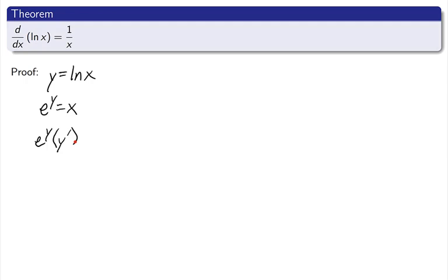This is called implicit differentiation, and we'll study it a little bit more later. On the right side of the equation, the derivative of x is just 1. And then let's divide both sides by e to the y, and that will give us that y prime is equal to 1 over e to the y. But remember, e to the y was just x. See it right here. So I get that y prime is equal to 1 over x as desired.